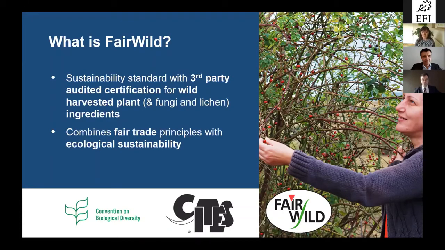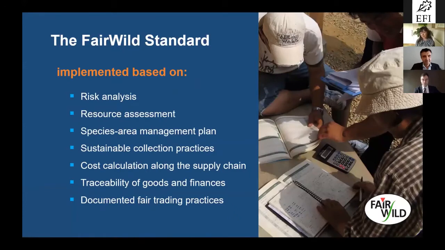FairWild is based on a lot of tools and robust practices that actually were mentioned already even in this session. So FairWild requires species and area management plans to be completed. That also provides for, or requires, the monitoring of species. It has robust requirements demonstrating equitable trade in species and a fair pricing situation, as well as traceability of goods and finances.